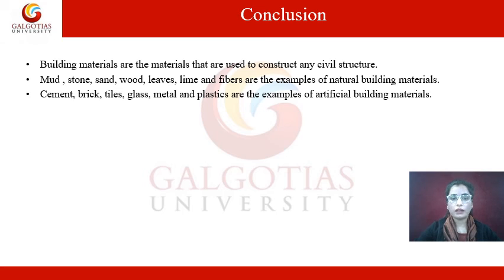Building materials are the materials that are used to construct any civil structure. Mud, stone, wood, leaves, lime, fiber are examples of natural materials, and cement, brick, tile, glass, metal and plastic are examples of artificial building materials.